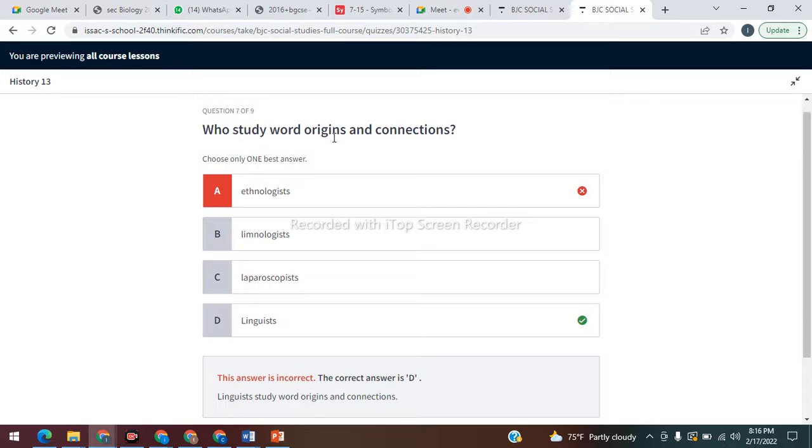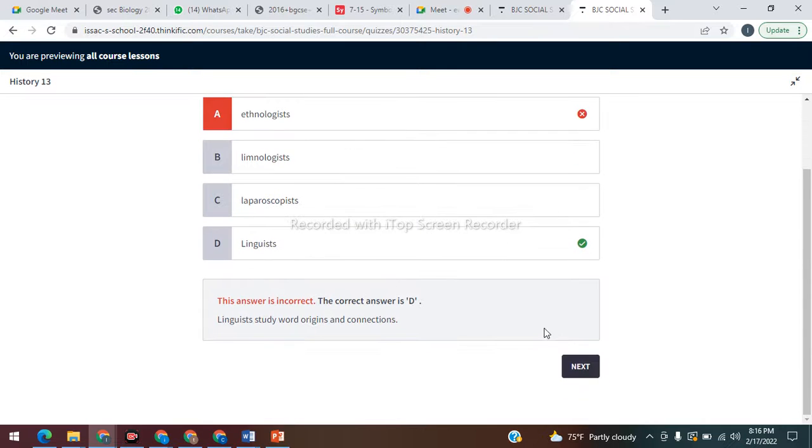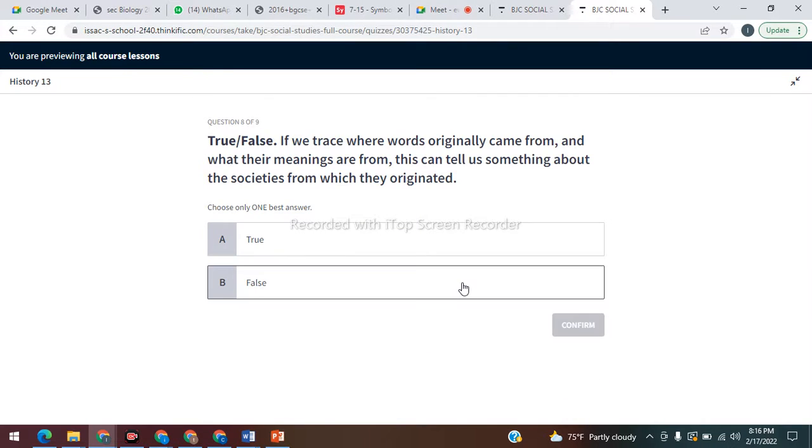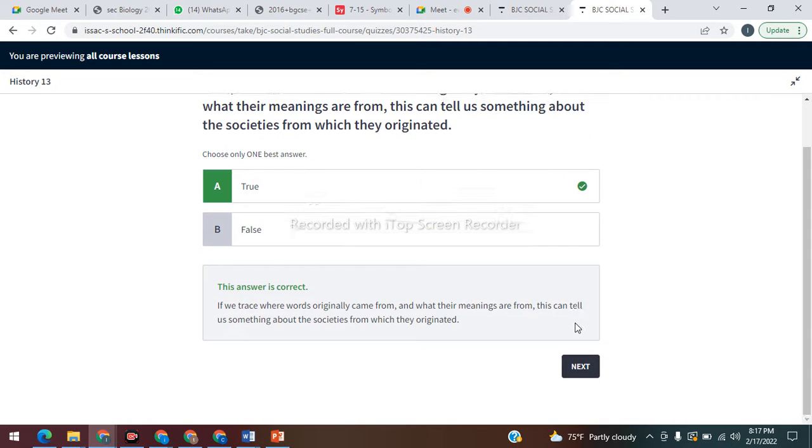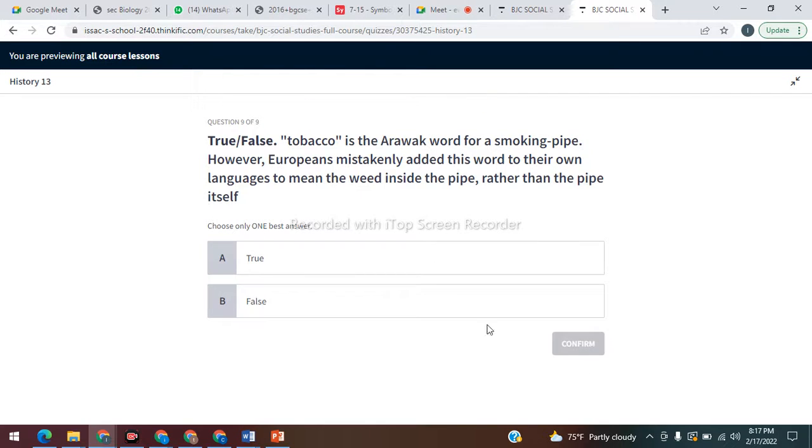Linguists, the people who study word origins and connections. All right. True or false? If we trace where words originally come from and what their meanings are from, this can tell us something about societies from which they originated. A. A, we're gonna lock that in. Y'all trust Cooper now? Yes, sir. I have my whole soul in Cooper. Cooper, they trust you now. They don't trust me because I get that by luck.